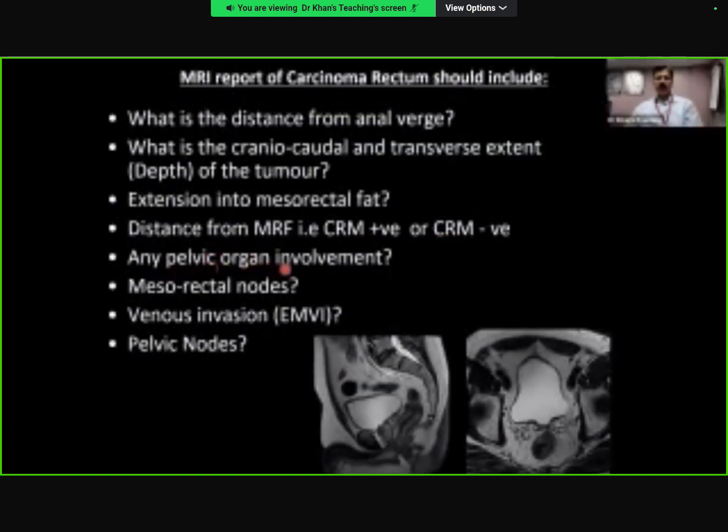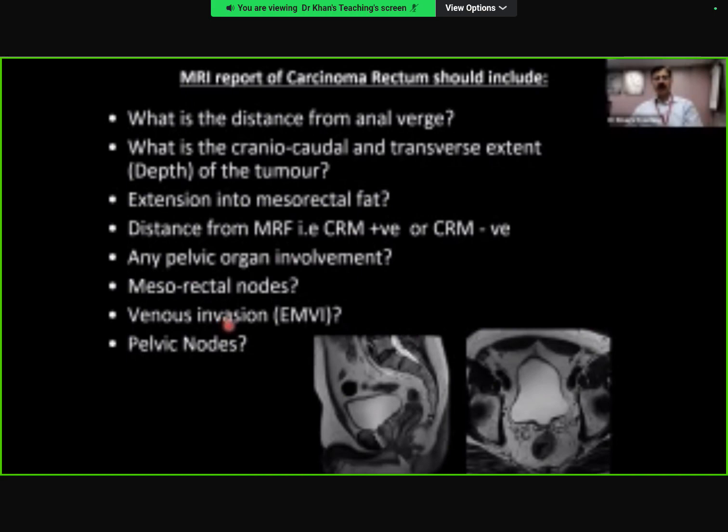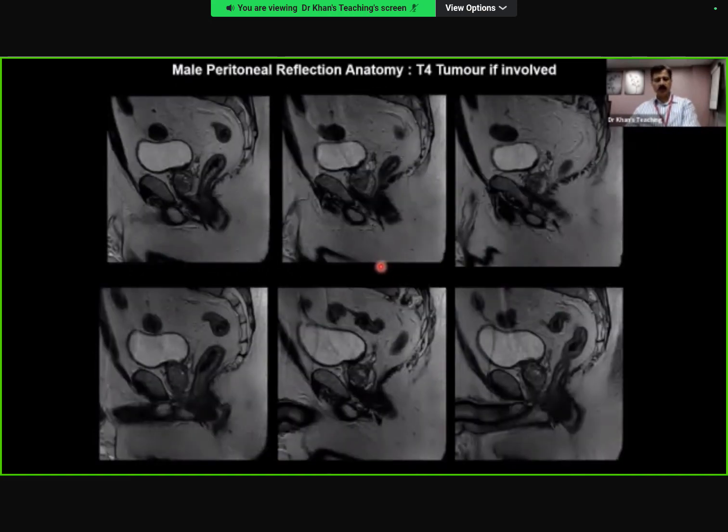Now, for any pelvic organ involvement, if it is a T4 tumor, then you have to say that it is going into the lateral pelvic wall or whatever. Are there any mesorectal nodes? You have to tell this. Is there extramural venous invasion? Are there any pelvic nodes? Mesorectal nodes are, of course, around the rectum, within the mesorectal fat, and other nodes are in other chains like the obturator chain and external iliac or internal iliac chain, etc.